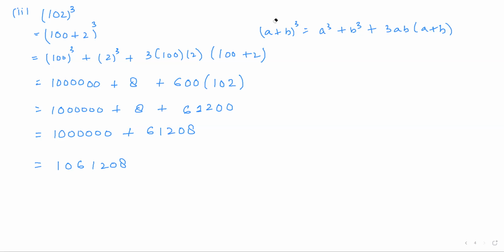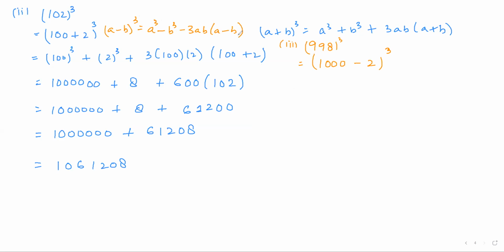Now, third part is this. 998 whole cube, right? So how can you write it? You can write it as 1000 minus 2 whole cube. Fine, Adil. This is now a minus b whole cube. So you will use the identity a minus b whole cube is equal to a cube minus b cube minus 3ab into a minus b.